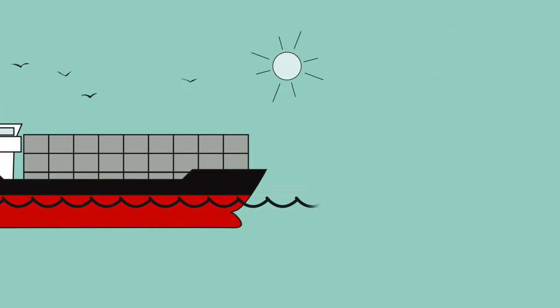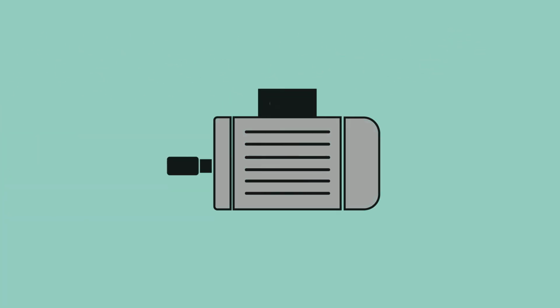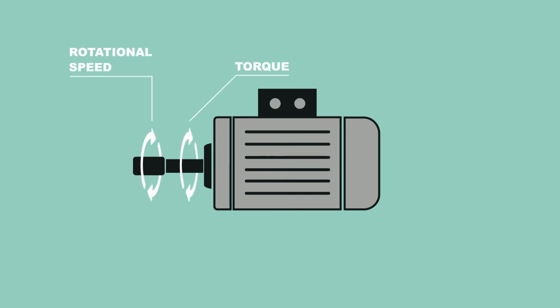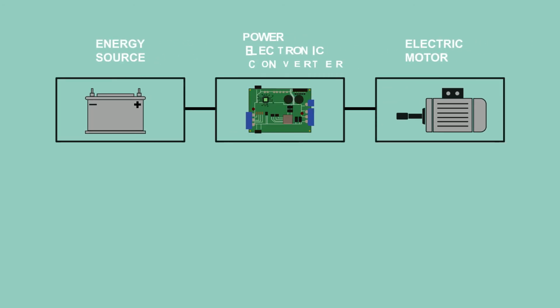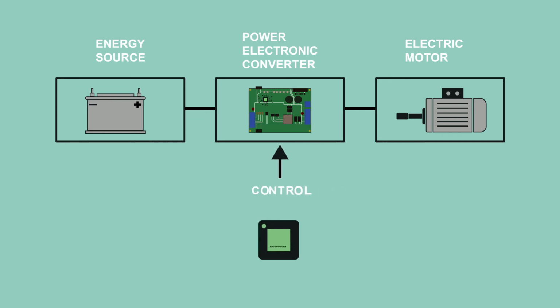Let's see. The electric motor is responsible for providing the appropriate rotational speed and torque in each specific moment. However, the motor by itself is not able to provide the adjustable torque, effort or speed. It needs a power energy source and a power electronic converter that takes the necessary energy from the energy source and provides it to the electric motor.